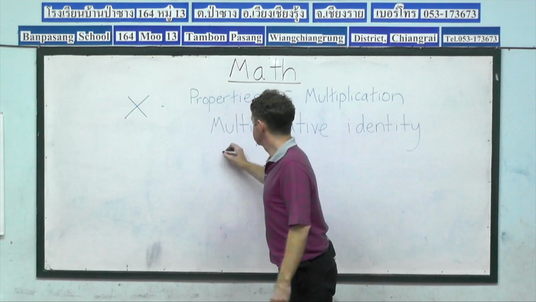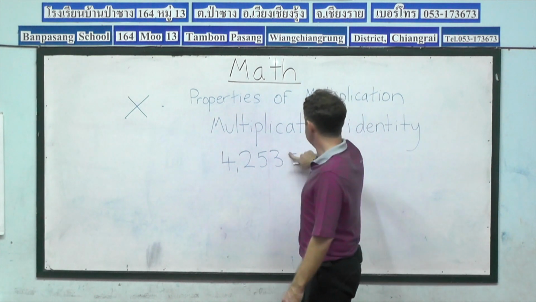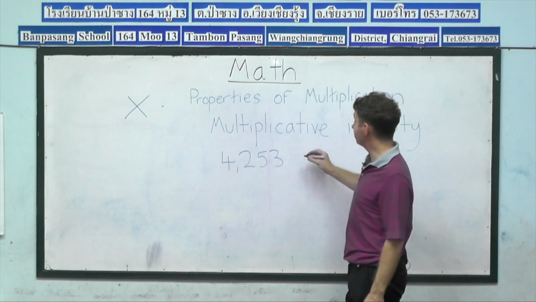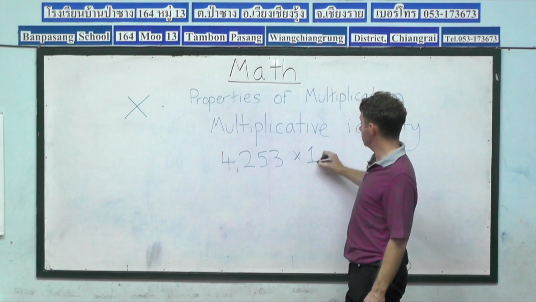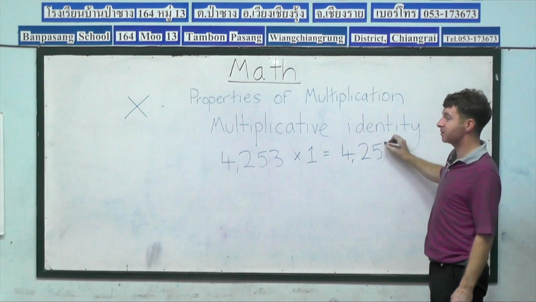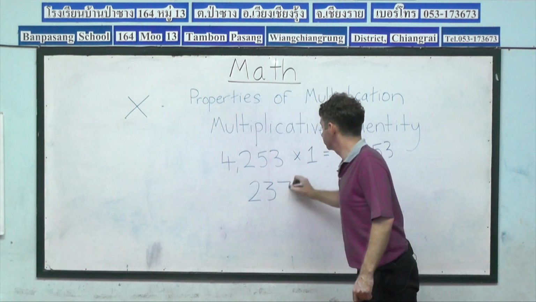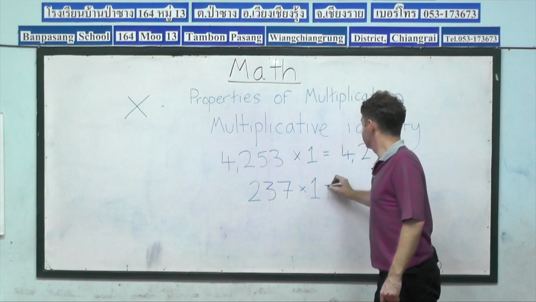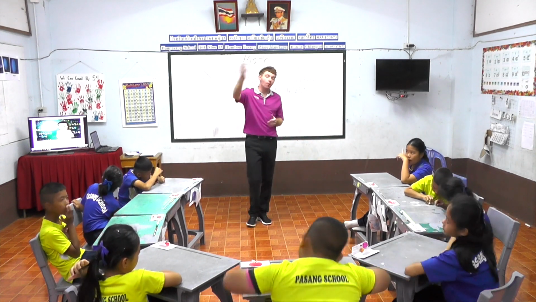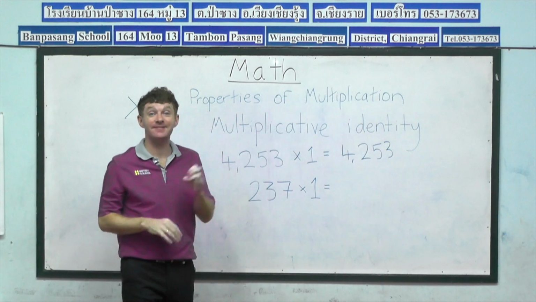For example, 4,253 times by 1 equals 4,253. So let's see who can answer this multiplicative identity problem. I know Net can answer this one for me. Net, come forward and join me, please. Let's have Net demonstrate how to answer this multiplicative identity property.